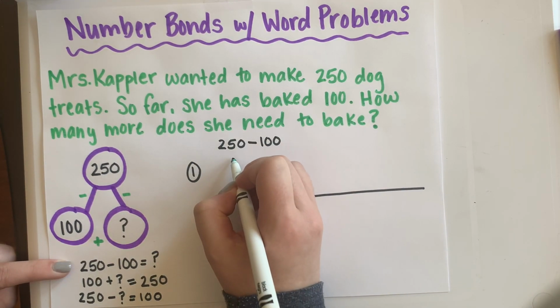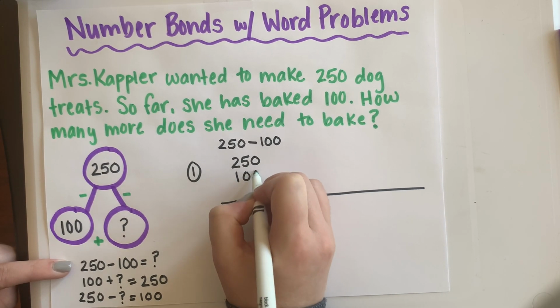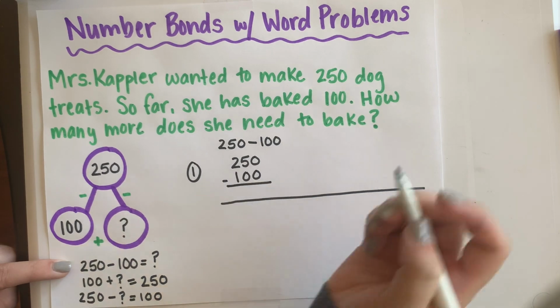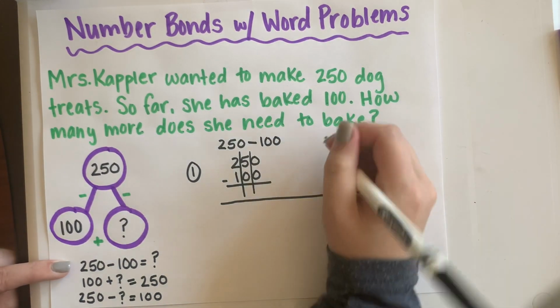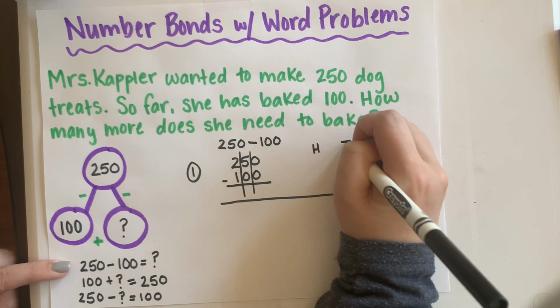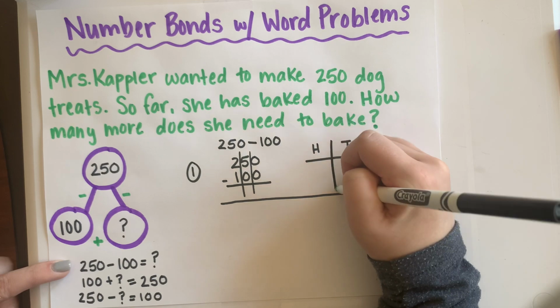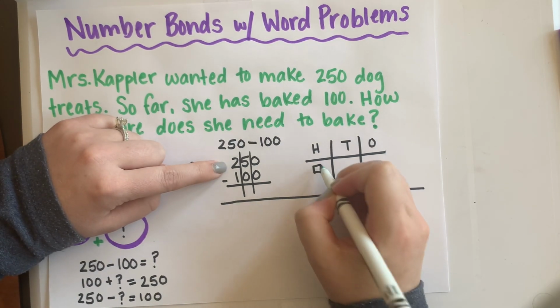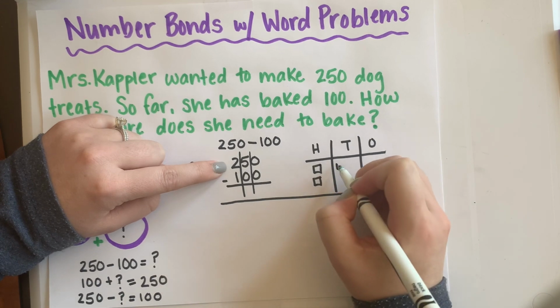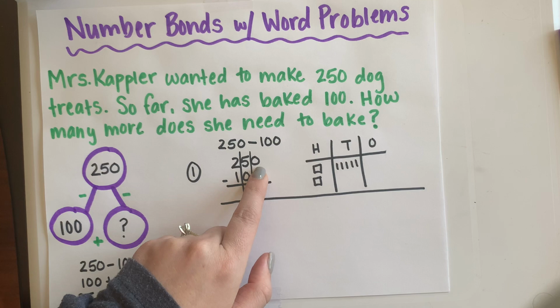So I'm going to rewrite my equation vertically. 250 minus 100. I draw my lines in here to keep myself organized. And then my hundreds, my tens, and my ones. All right, I've got to put my 200 and 10, 20, 30, 40, 50 in here. No ones because there's no ones.